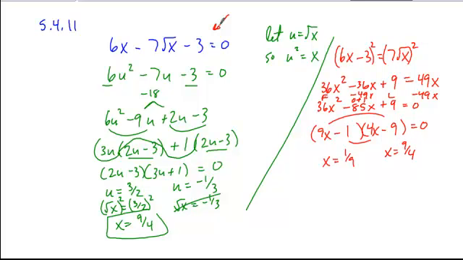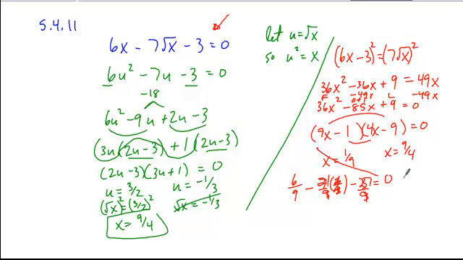What I would need to do is go back into the original form and test it. 6 times 1/9 minus 7 times the square root of 1/9, which is 1/3, minus 3. We want to test, is that equal to 0? And you can see right here, as I set this up, 1/3 times 7, if we put these all in terms of ninths, negative 7 thirds is negative 21 ninths, and negative 3 is negative 27 ninths. So when you look at this, 6 minus 21 minus 27 does not equal 0. This is an extraneous solution.